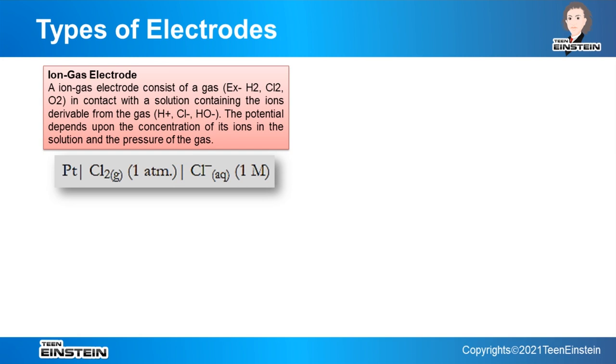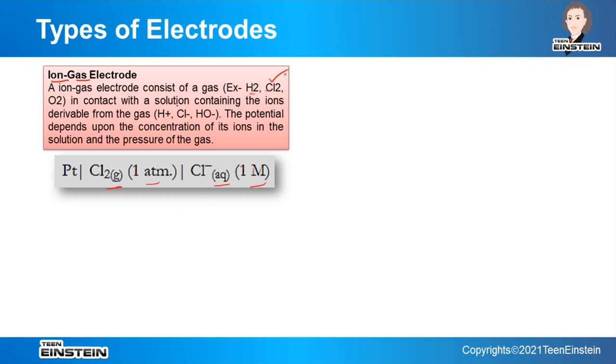First type we have here is the ion and gas electrode. For example, we have taken platinum, then chlorine gas at 1 atmosphere. Because it is a gas, it will be expressed in a pressure unit. And Cl minus is in aqueous condition, chloride ion is present and its concentration is given as 1 molar. So an ion gas electrode consists of a gas. It may be hydrogen, chlorine, oxygen. These are some of the examples. Here we have taken the example of chlorine.